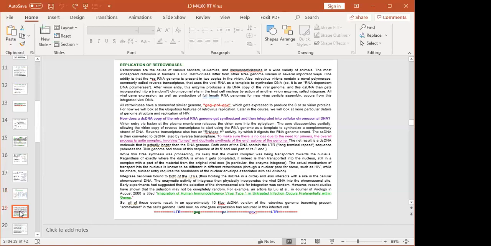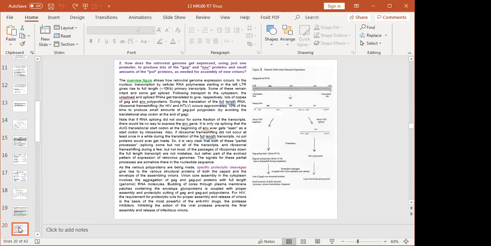Slide number 19 is a detailed description of the replication of retroviruses. Please take a few minutes to read it. It is super simple, but it may sound a little difficult to some individuals. Therefore, I strongly recommend that once you're reading this and going through it, make sure to have a piece of scratch paper in front of you and start drawing it so it makes sense.